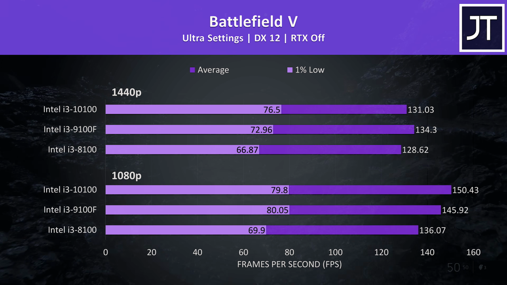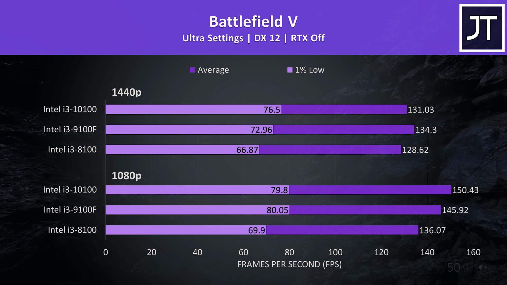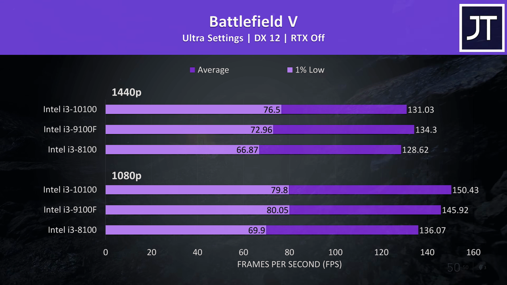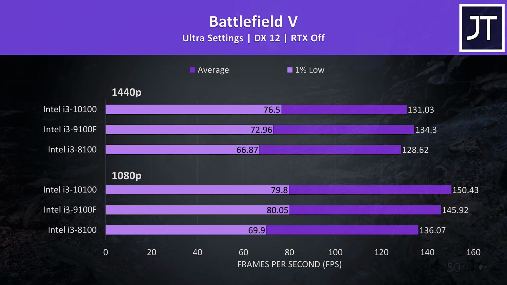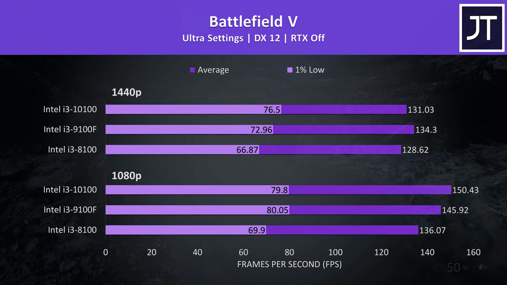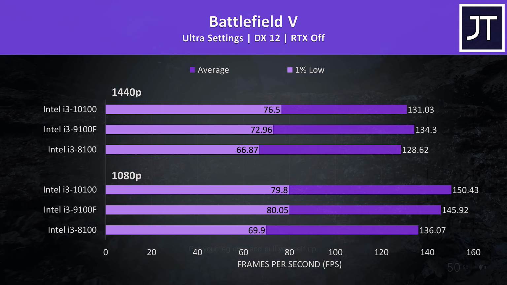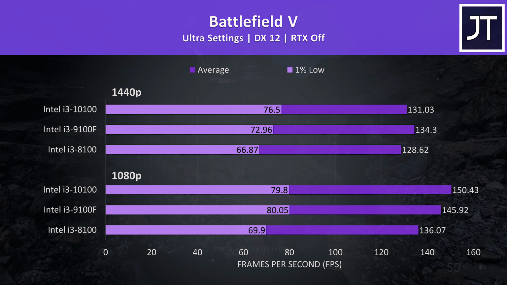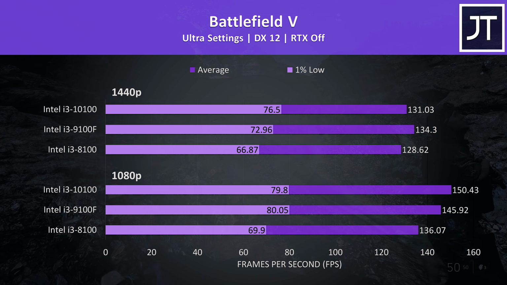Battlefield 5 was tested running through the same section of the game in campaign mode. I've got the 1080p results down the bottom and 1440p results above. At 1080p, there wasn't too much of a boost in average FPS, while the 1% low was about the same on the 9th and 10th gen chips. At 1440p, the averages are much closer together, though the 1% low continued improving with the newer processor.